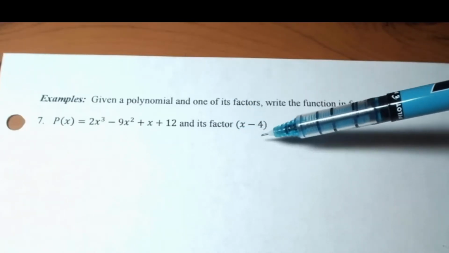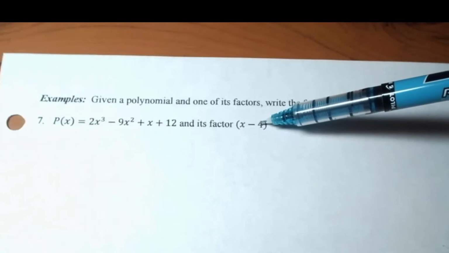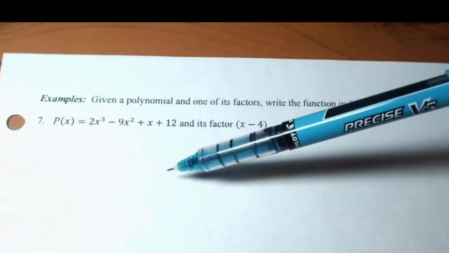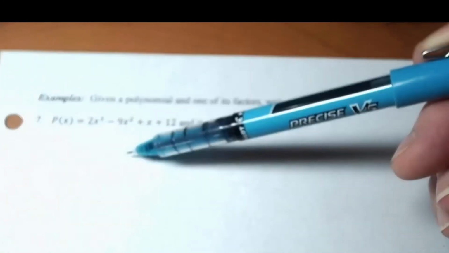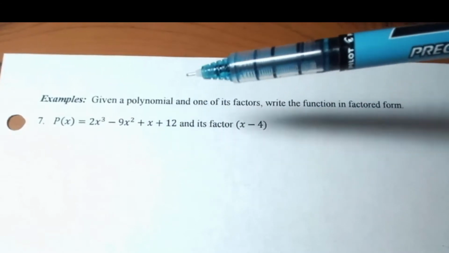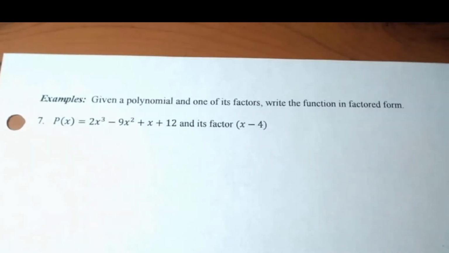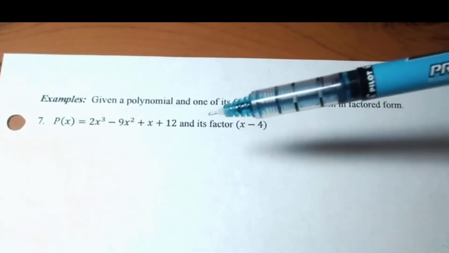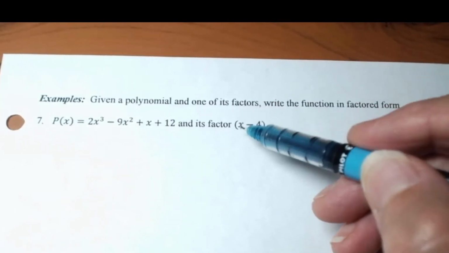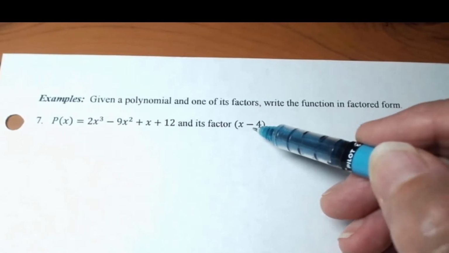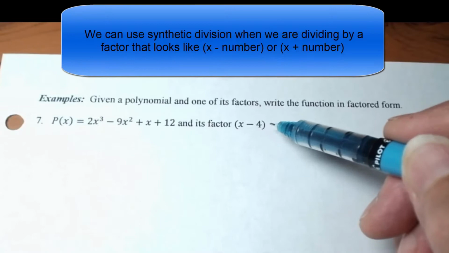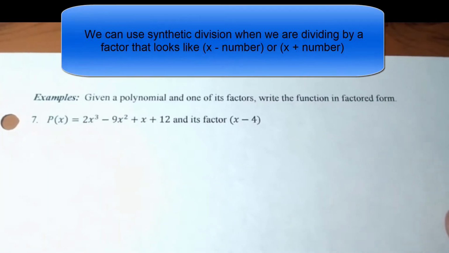Now, because we know that x minus 4 is one of its factors, we can do long division on this polynomial to reduce it to a quadratic and then try to find the factors of the quadratic. So we need to do polynomial division. We could use long division for polynomials, but when we have a factor of the form x minus a number or x plus a number, you can use synthetic division. And here's how that works.